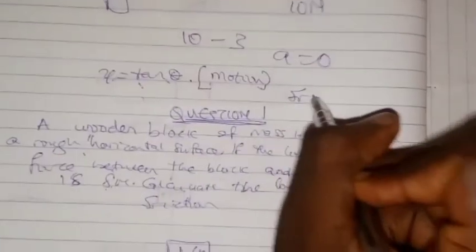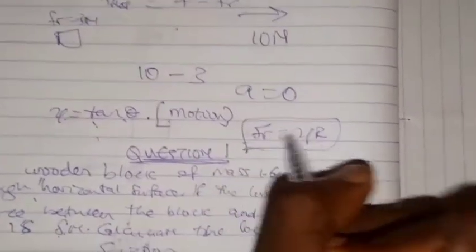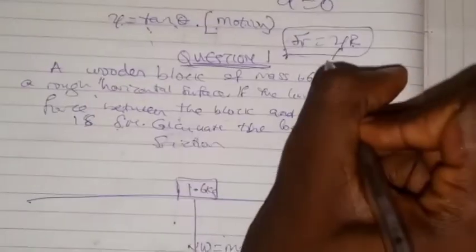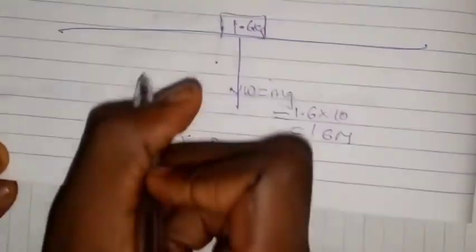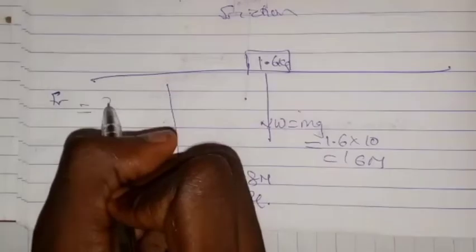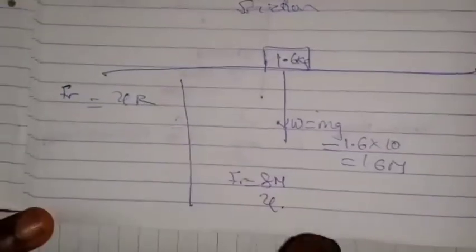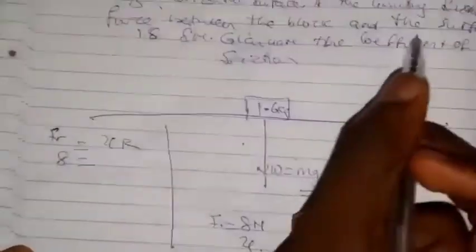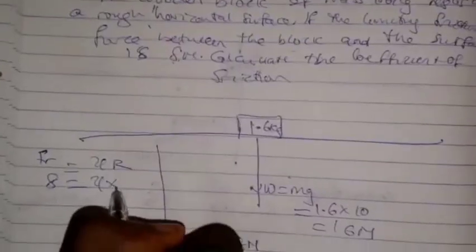Oh, I forgot to give you the formula for frictional force. Frictional force is generally equals to mu R. Please never forget this. Frictional force is what? Mu R. Yes, where your mu is the what? Coefficient of static friction. So we have to find our mu. Let me just solve it here. So what's our formula? Frictional force is equals to mu R. Yes, so they've given us our frictional force to be 8 Newton. Then we are looking for our coefficient of static friction.